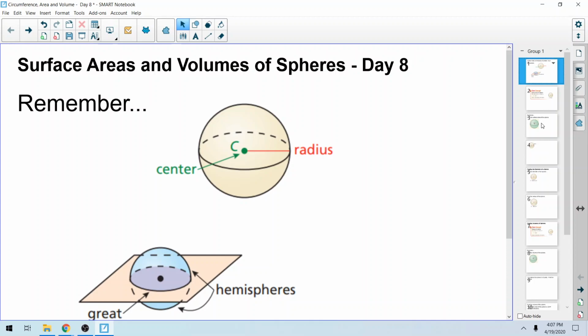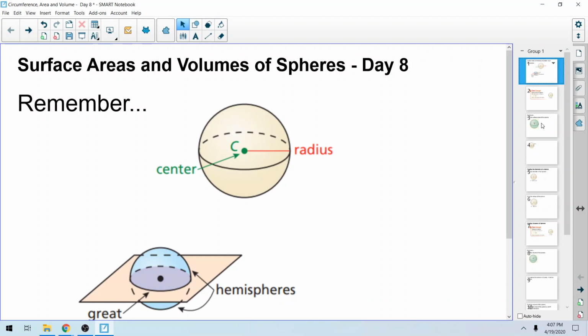Okay, everybody. Circumference, area, and volume, day 8. This is the last day of this chapter. After day 8, you're going to have a test on circumference, area, and volume, days 7 and 8. And then after that, we will be moving on to a new topic. But anyways, day 8 is surface areas and volumes of spheres.